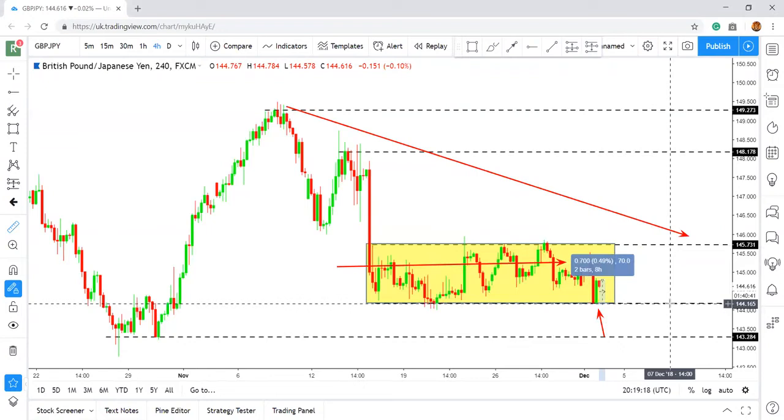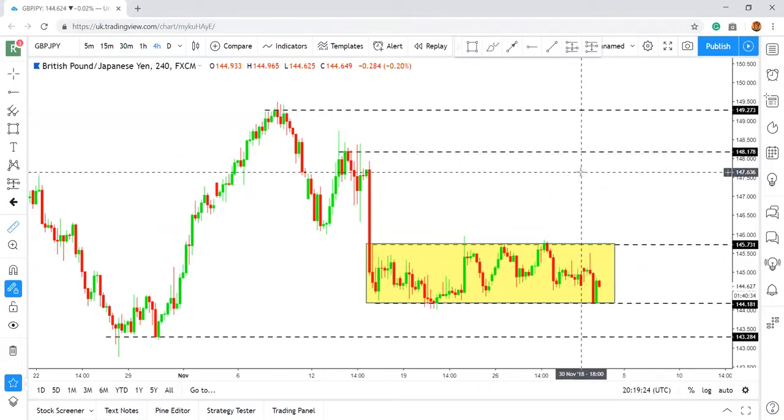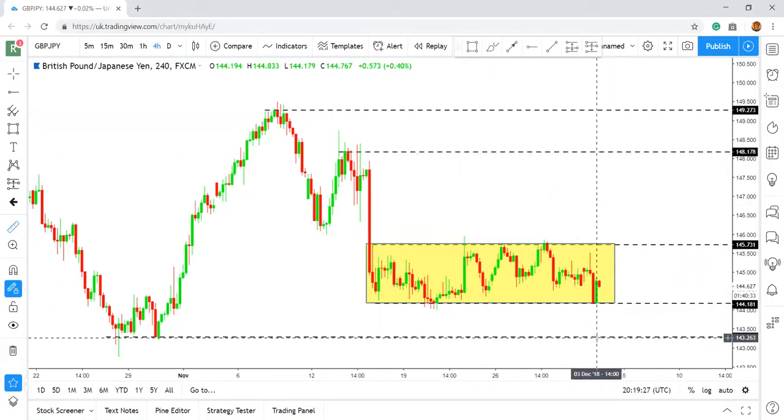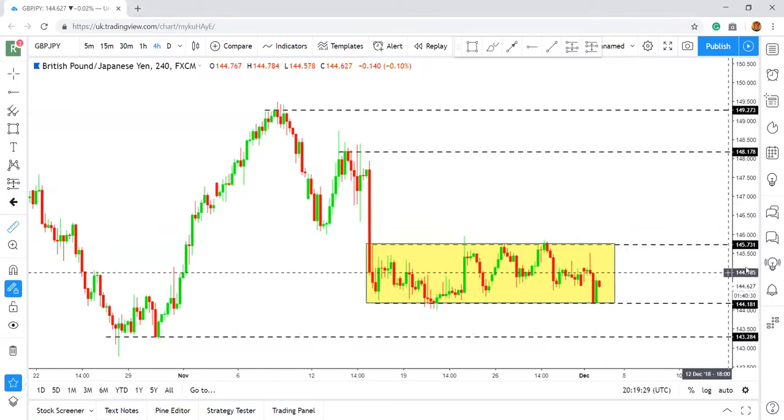This has now moved 70 pips. Guys, looking at this market structure, now that it's happened, is it not simple to see that you could have taken a buy for this opportunity? Yes or no? Yeah.